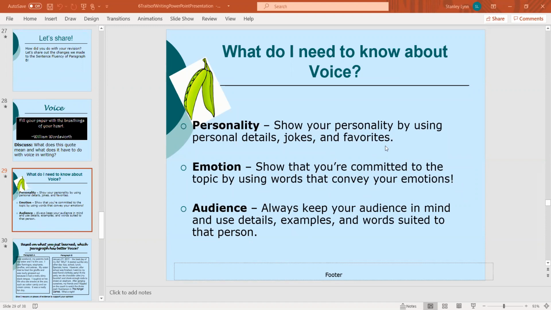Emotion. Show that you're committed to the topic by using words that convey your emotions. What are emotions? Someone tell me. Okay, look up that word if you don't know what it means. Audience. Always keep your audience in mind and use details, examples, and words that are suited to that person.